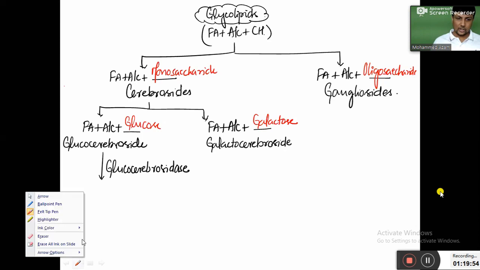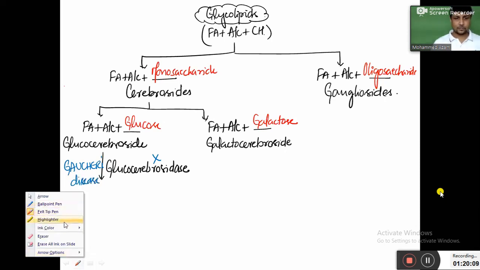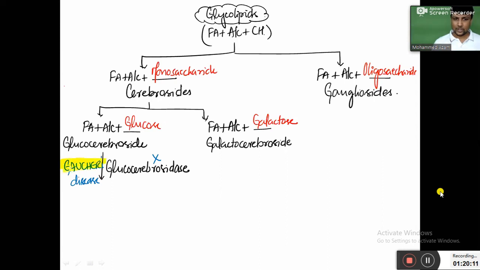Glucocerebrosidase. Now what is happening here is that in some unfortunate people, deficiency of glucocerebrosidase will lead to a disease. That disease is known as Gaucher's disease. Is it okay? And again, the same thing, funnily in biochemistry: what is the name of the disease? Gaucher's disease. And what is the name of the enzyme deficient? That is the glucocerebrosidase enzyme.